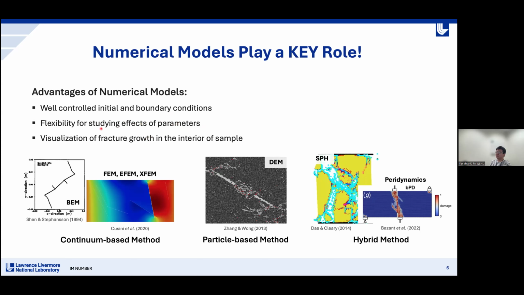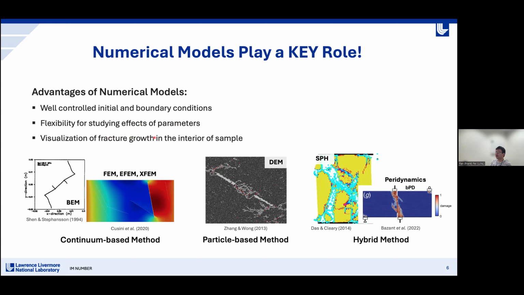And most importantly, geological materials are usually not transparent, so it's very hard to visualize any fractures or cracks inside the sample. And sometimes we have to rely on CT scanning or X-ray acoustic emission to visualize them, but numerical models make it more convenient to observe what's happening inside the sample.